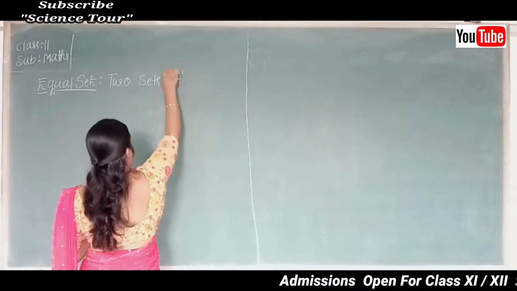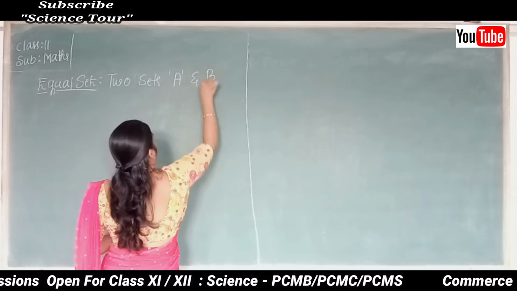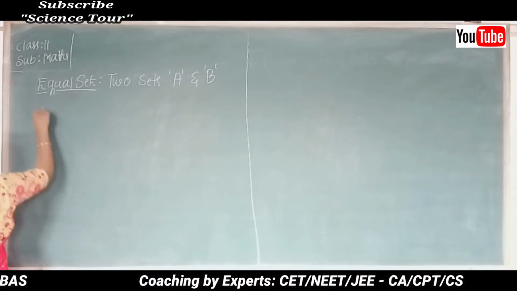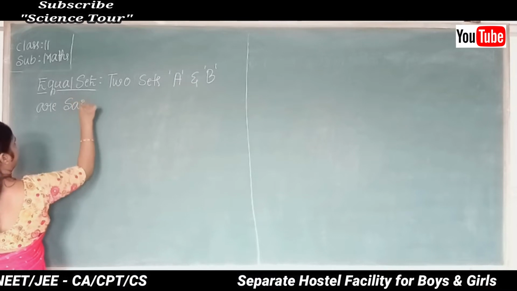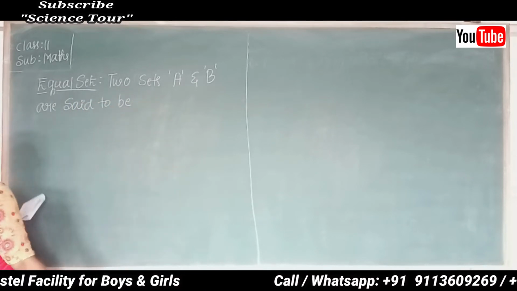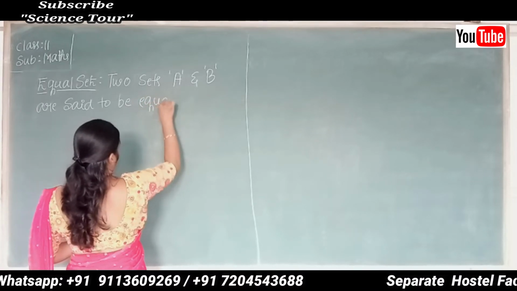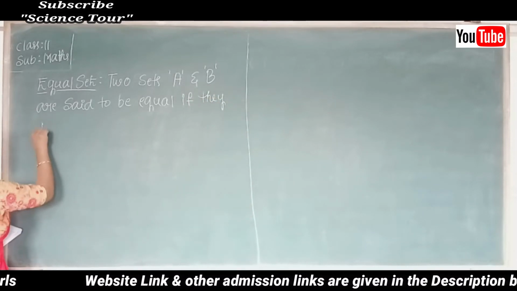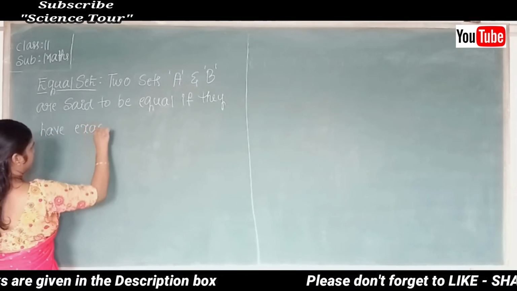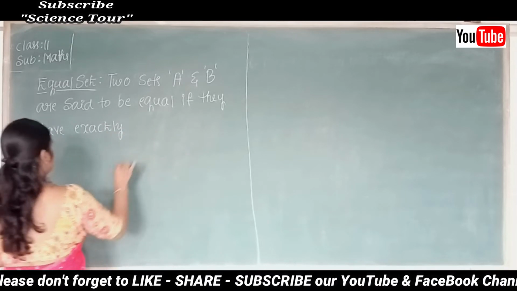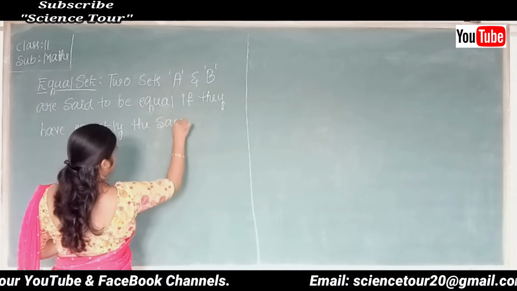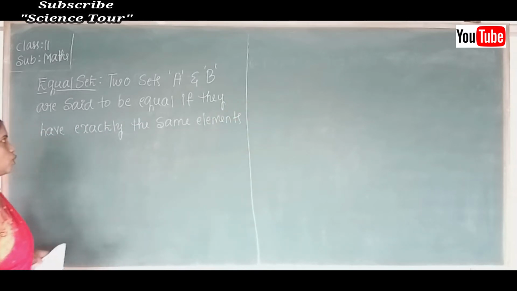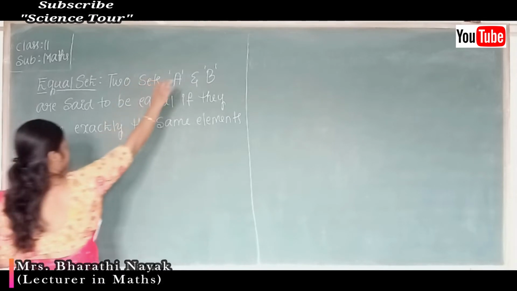Two sets A and B, where A is capital letter A and B is capital letter B, are said to be equal if they have exactly the same elements.